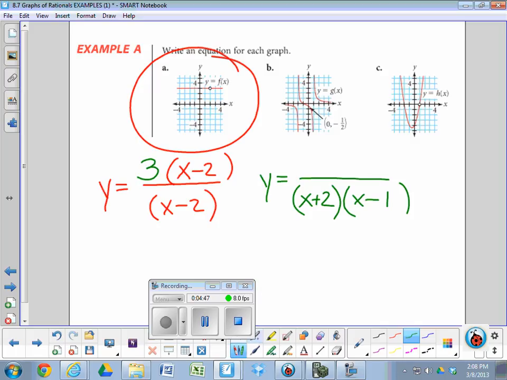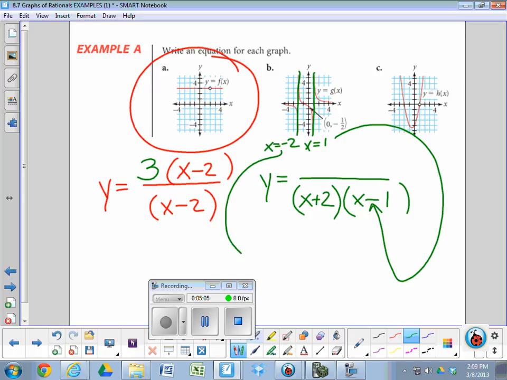The x minus 1 is guaranteed to be on the bottom because where's this asymptote? 1. So there must be an x minus 1 on the bottom. Where's this asymptote? Negative 2. So there's got to be an x plus 2 on the bottom. Those are the two x values that would cause the bottom to become 0. All right?